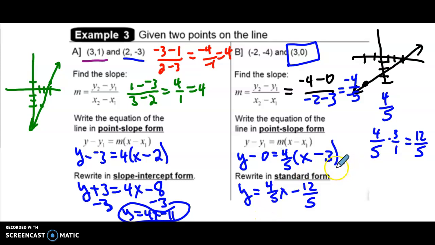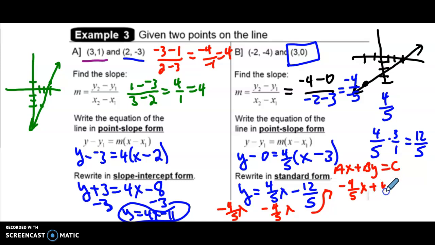Standard form is ax plus by equals c. So they want my x's and y's over here. I'm going to have to subtract the 4/5 x from both sides, giving me negative 4/5 x plus y equals negative 12/5. Well, that's super, but I got my x and y over there, which I'm glad about.